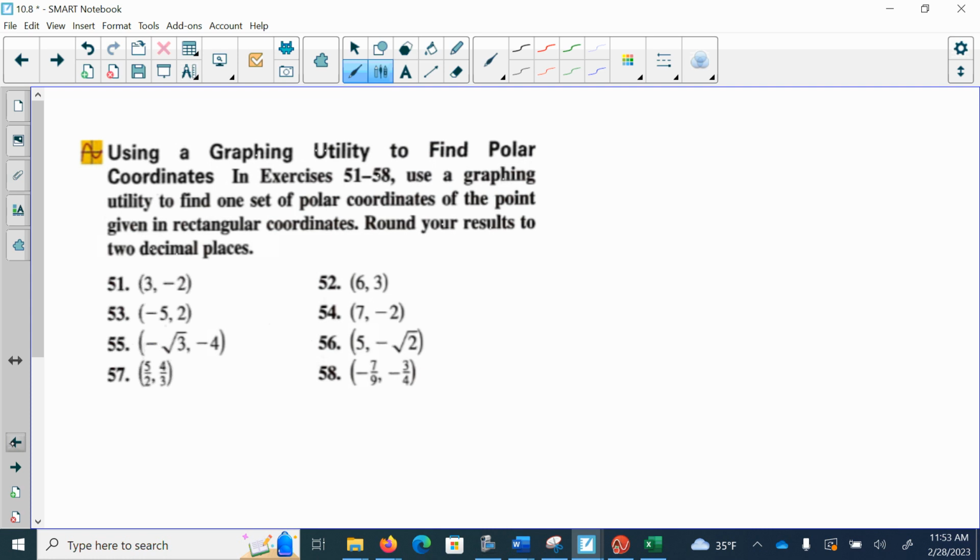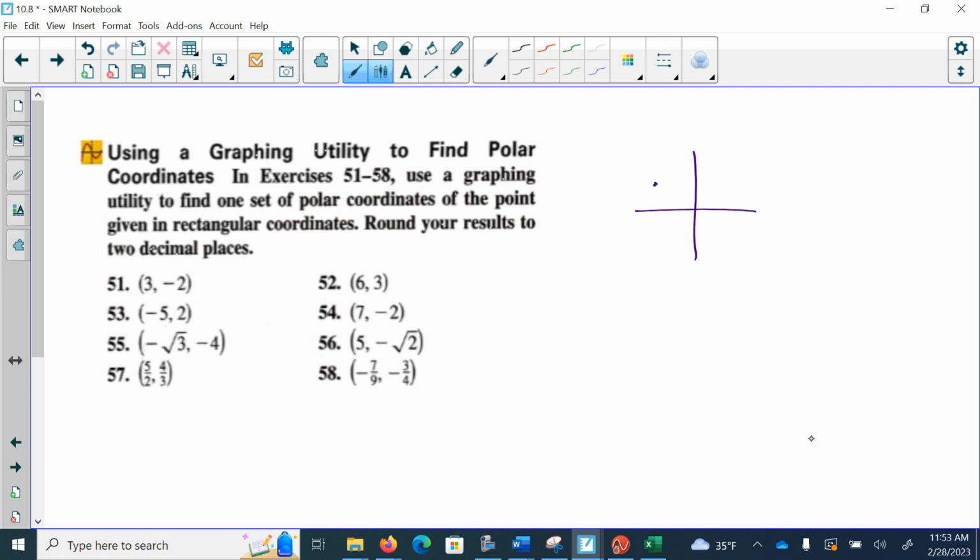53 says use a graphing utility to find one set of polar coordinates. That means that the point isn't on the unit circle. You're not going to actually plot that point on the graphing calculator. So you're going to have 53 is negative 5, 2. So negative 5, 2 would be over here somewhere. Agreed?